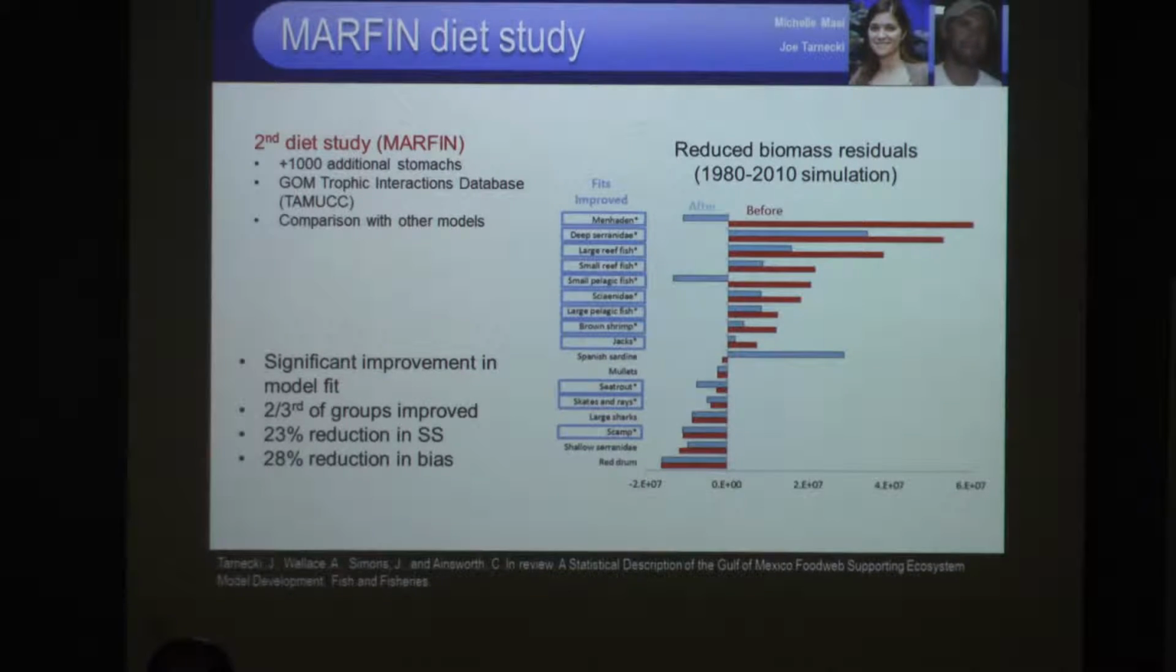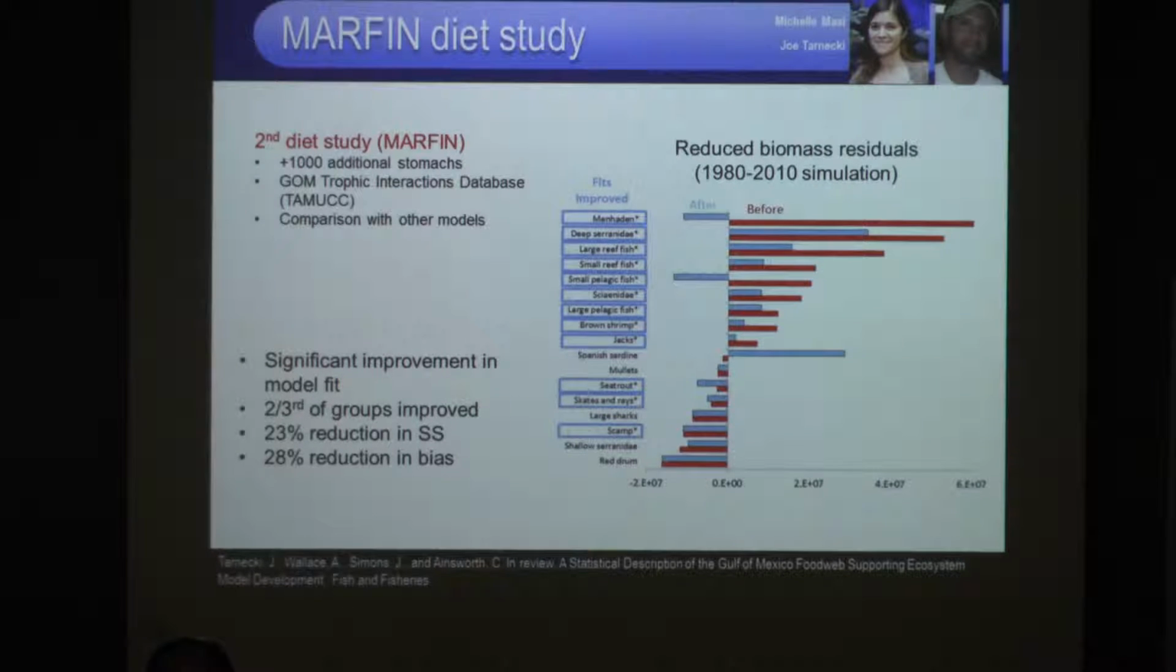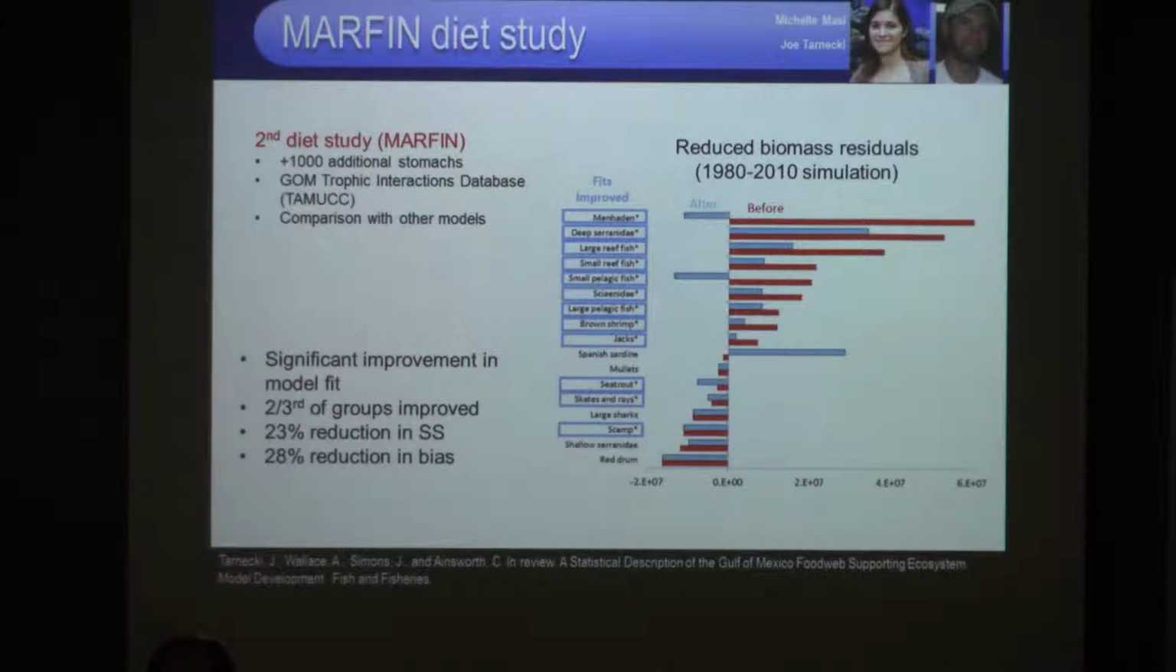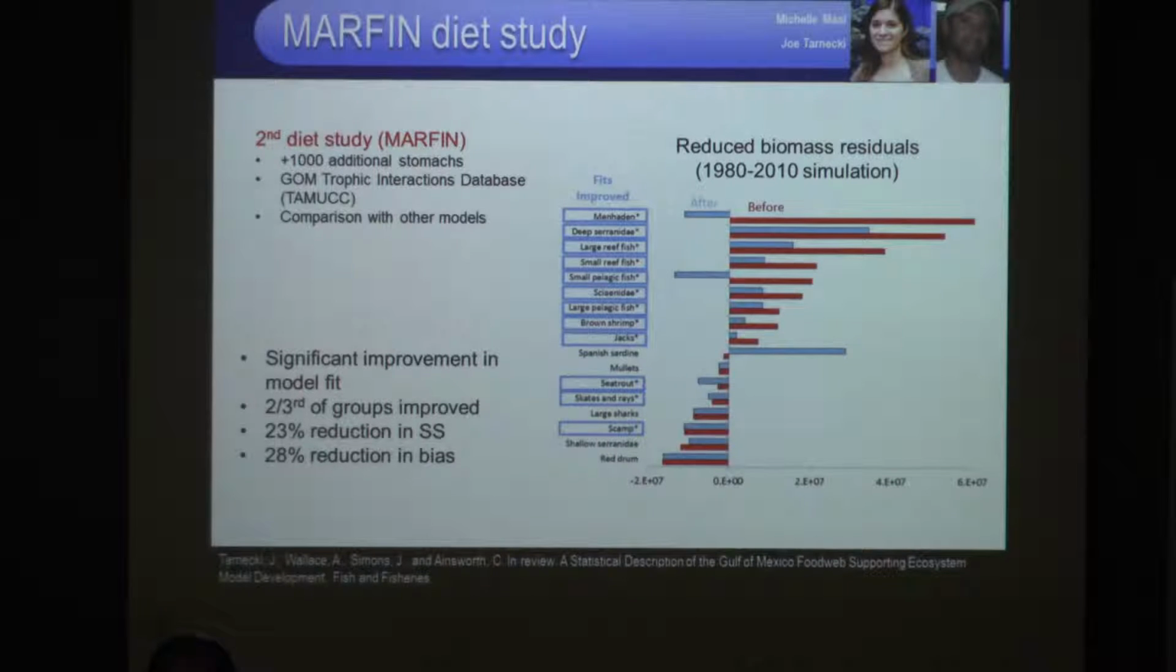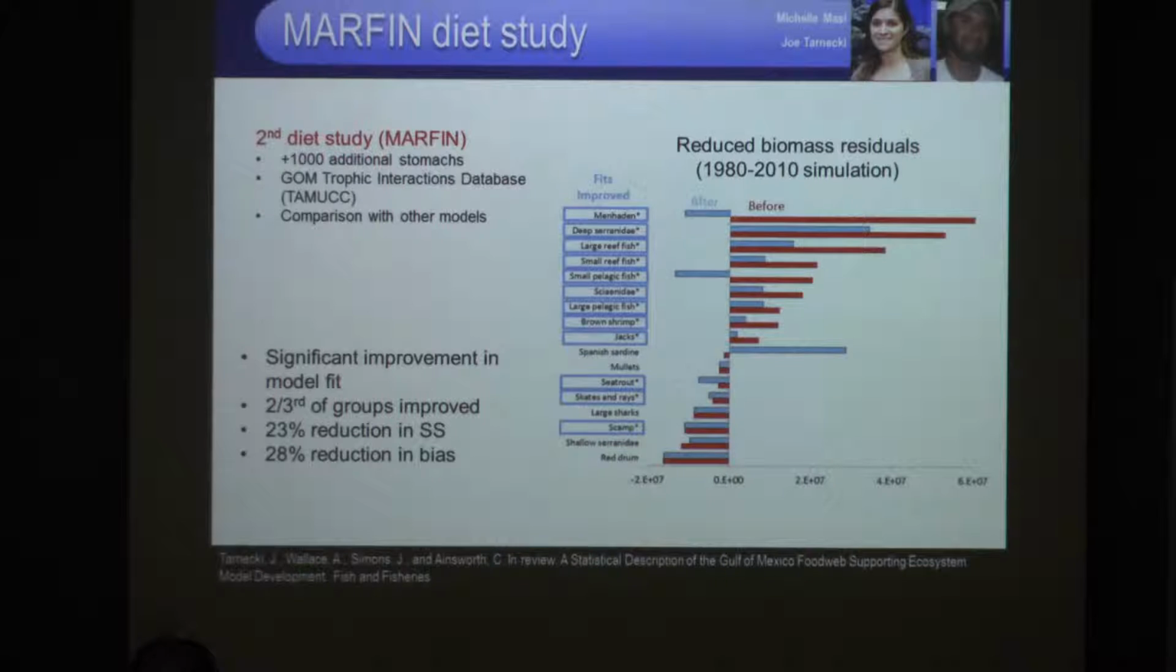Subsequent to that, we had a second diet project, which was funded by Marfin, and this is ongoing, but we've already produced our main deliverables. So we've included an additional 1,000 stomachs. We funded FWC to do this diet sampling for us, and we directed them to sample the species that represent data gaps in the Atlantis model. The outputs from this study have now been integrated into the FWC database, as well as the GOM Trophic Interactions database, which is a food web database hosted at Texas A&M Corpus Christi.